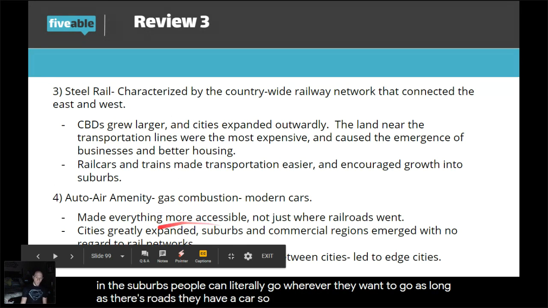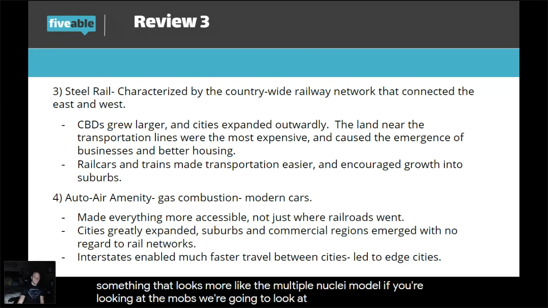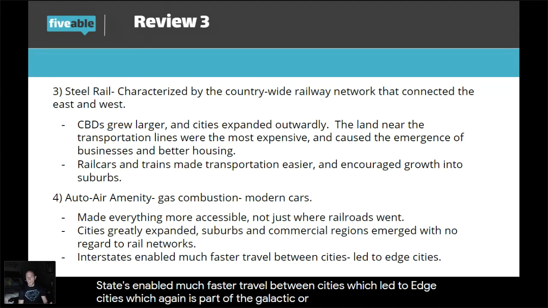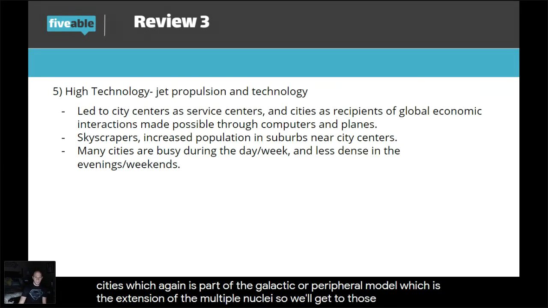So number 4, you start to see something that looks more like the multiple nuclei model if you're looking at the models. We're going to look at that in a second. Also, interstates enabled much faster travel between cities, which led to edge cities, which again is part of the galactic or peripheral model, which is an extension of the multiple nuclei. So we'll get to those in just a second.